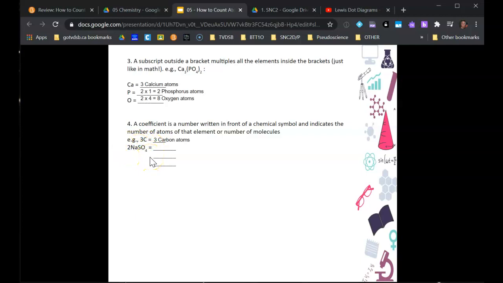So how do we figure out how many of each element we have? Well, in 1 copy, we would have 1 sodium, 1 sulfur, and 4 oxygen. But we have 2 copies of it, so we have to multiply. So 2 times 1 is 2 sodium atoms. 2 times 1 is 2 sulfur atoms. And 2 times 4 is 8 oxygen atoms. All right, so you can see this, we had to multiply the 2 times the 4. It's similar to what we did up here. We had a 2 outside of the brackets, so we multiplied 2 times 4. All right, the same kind of result.